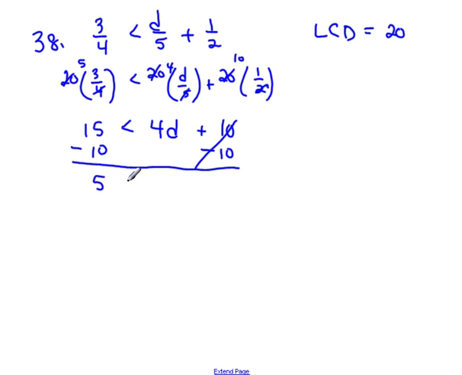So I get 5 is less than 4d. I'm trying to get the d by itself, so I'm going to divide by 4. Once again, I divided by a positive number, so I will not flip the inequality. So you get 5/4 is less than d. Well, notice how the variable is on the wrong side. So now we need to rewrite this, flipping everything. So we're just going to rewrite it, switching it, and that's going to be d greater than 5/4.